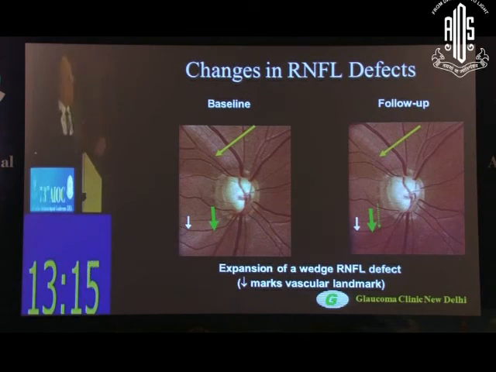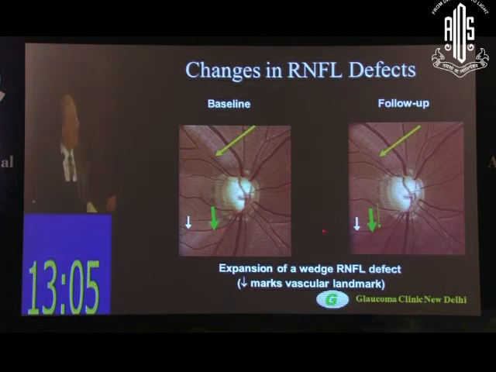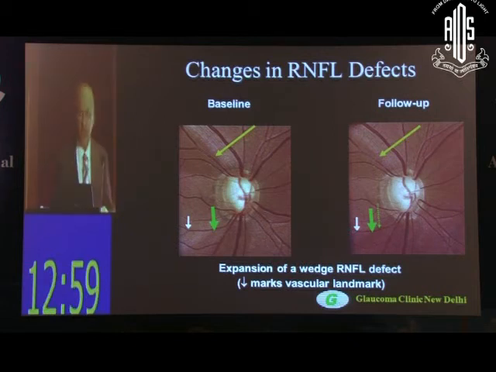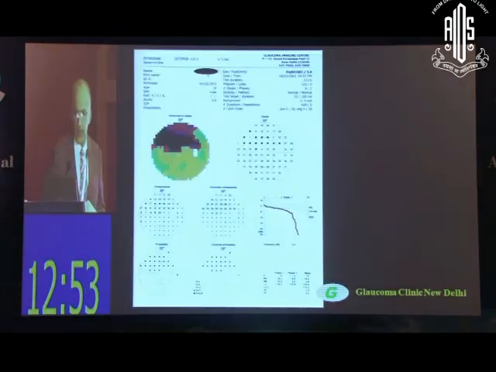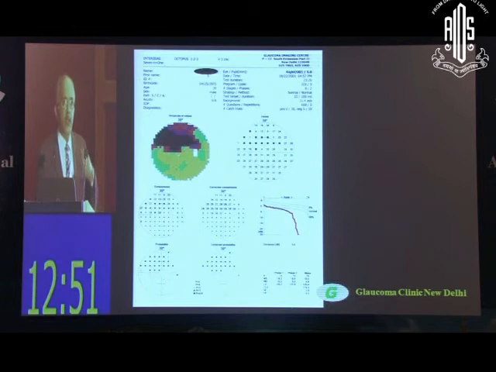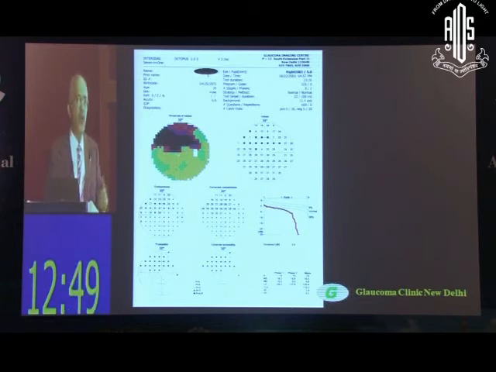Another form of change in a nerve fiber layer defect, you have this defect which you see here. This defect is already present here, but over a period of time, look at this marker here, the kink in the vessel here, and the nerve fiber layer damage has now progressed to come up to this kink. So again, expansion of the retinal nerve fiber layer, wedge-shaped atrophy in a patient with a pre-existing nerve fiber layer change. So remember, the visual fields are going to pick up the functional loss.